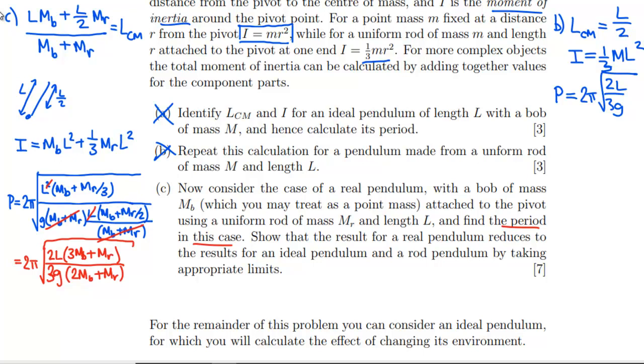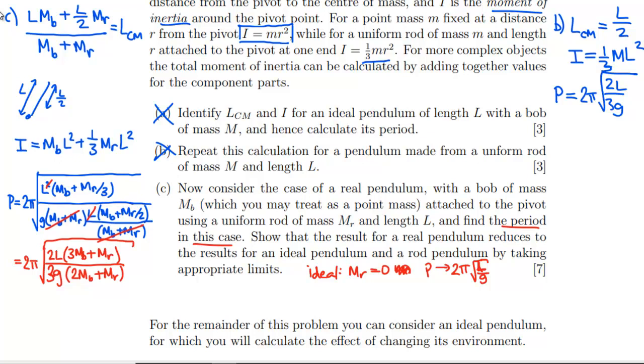Right, so for the ideal pendulum, we're saying that the mass of the rod is equal to 0. So if the mass of the rod is equal to 0, then the 2s and the 3s cancel, the M_Bs cancel, and then the period will go to 2 pi root L over g. Oh, that's a capital L. I'm just writing it as the standard way of writing down the pendulum formula. So that's fine. So that reduces to what we showed in part A.